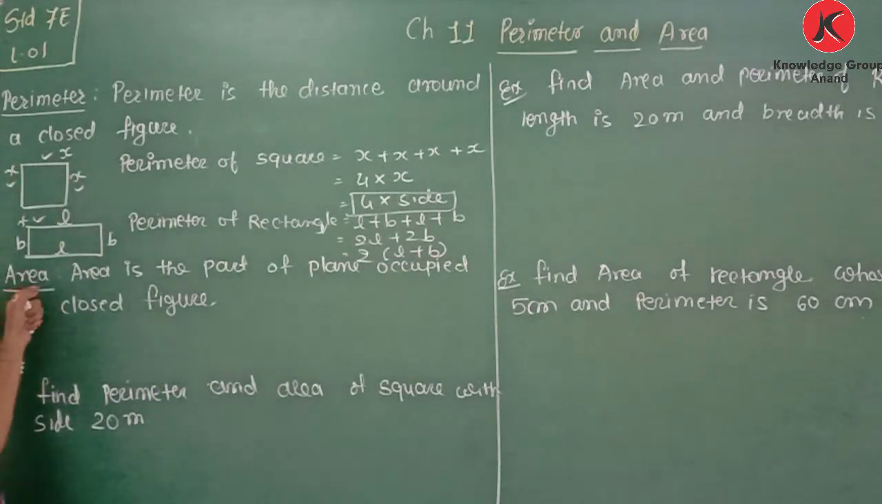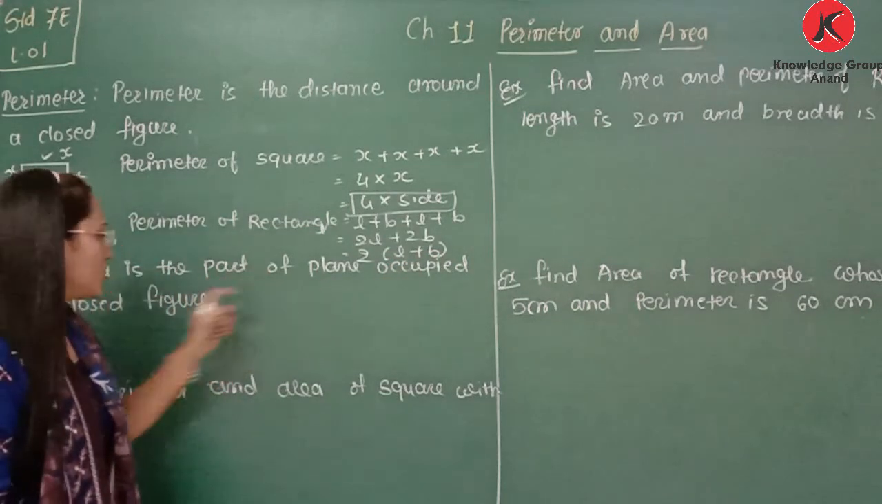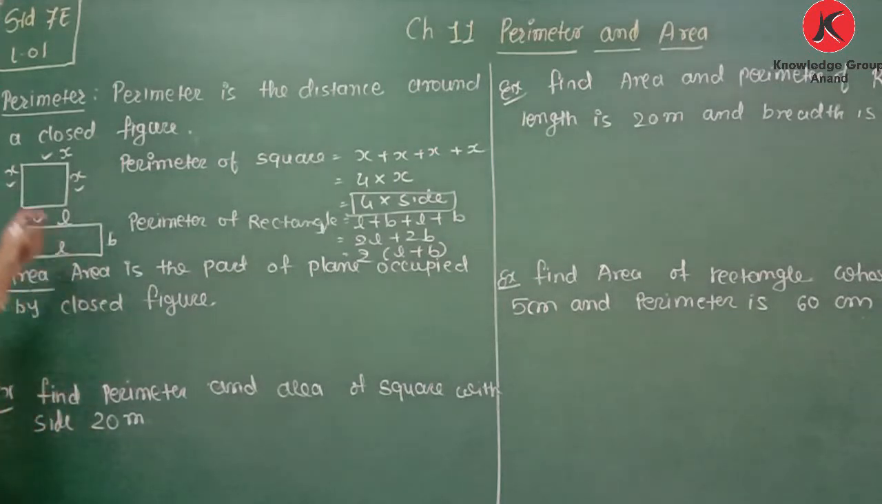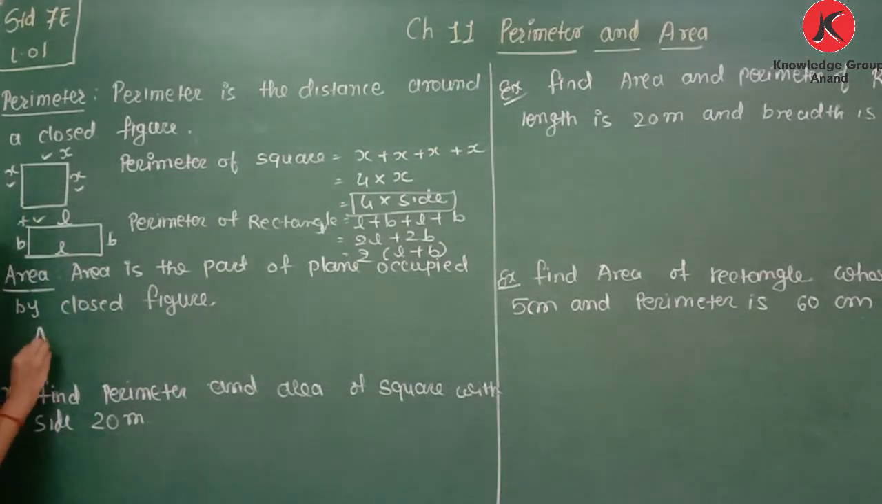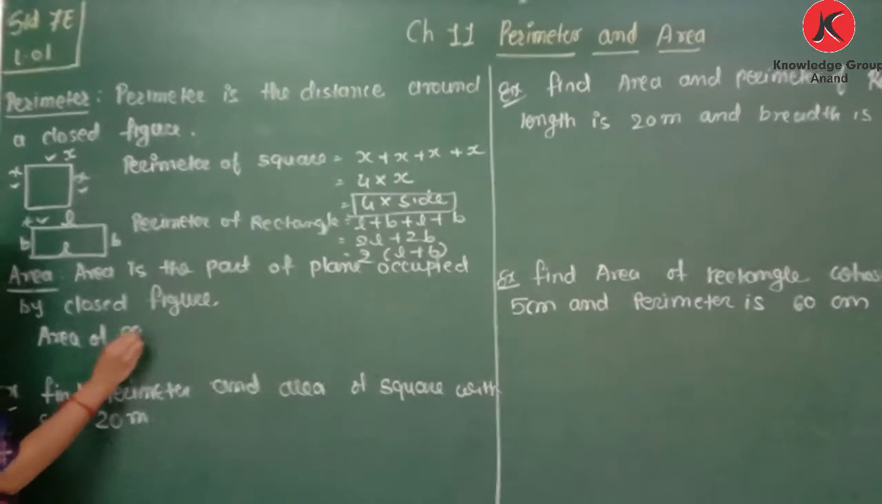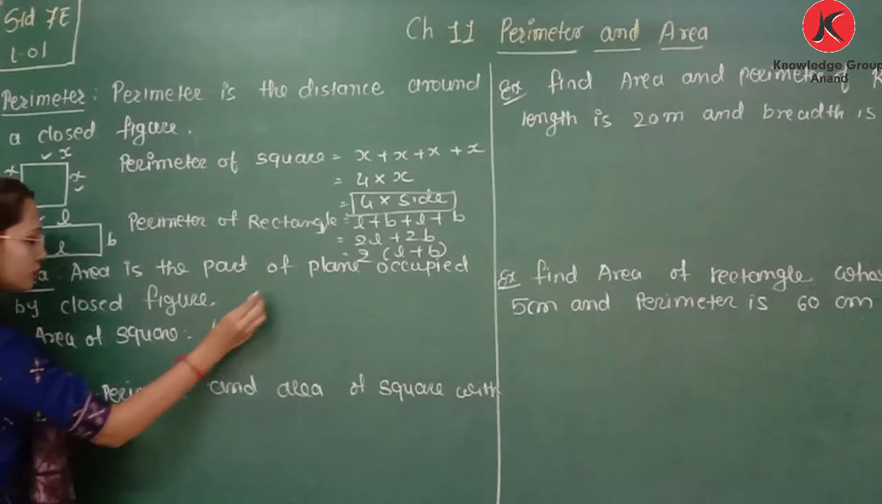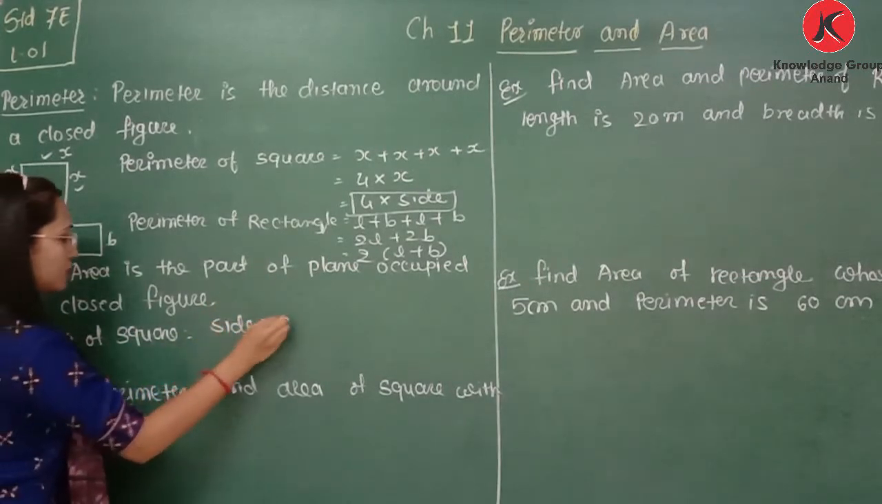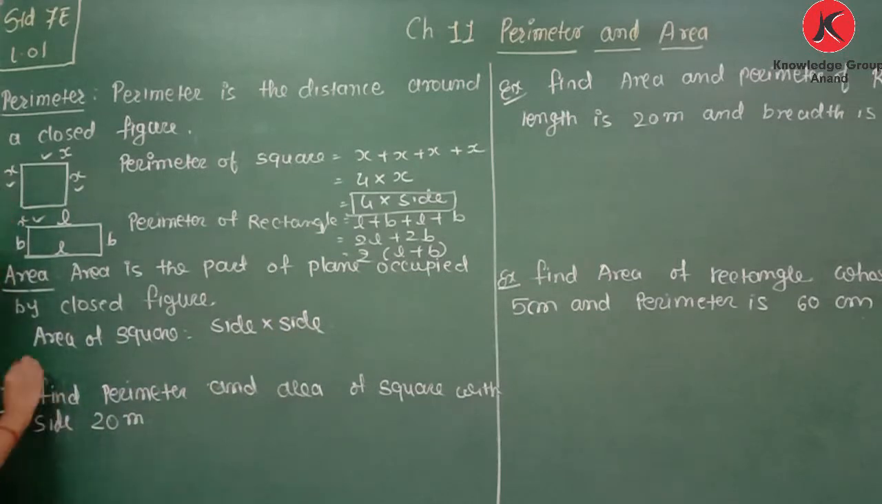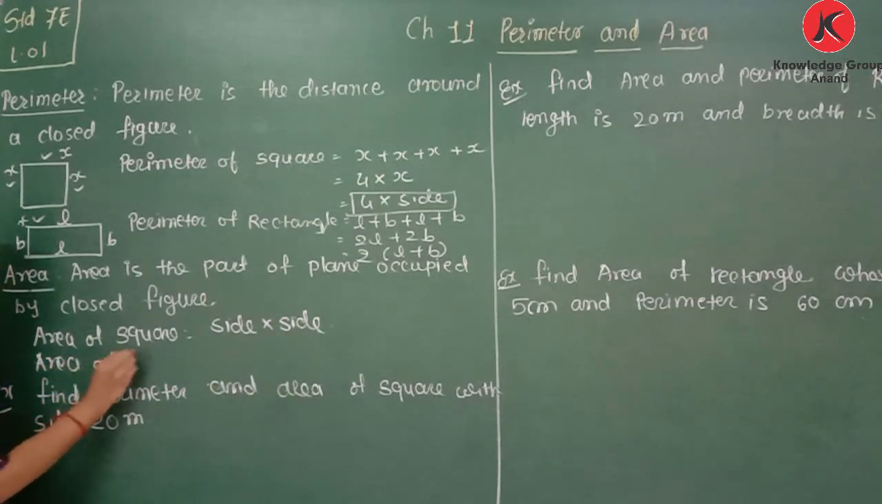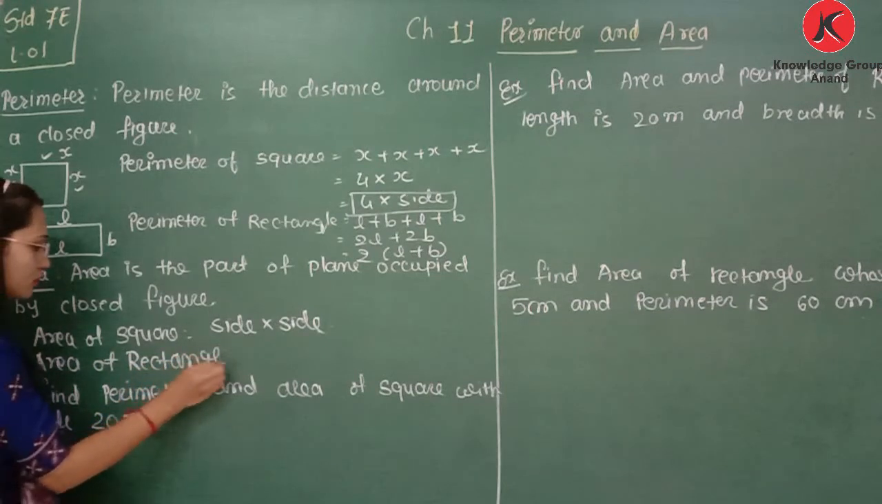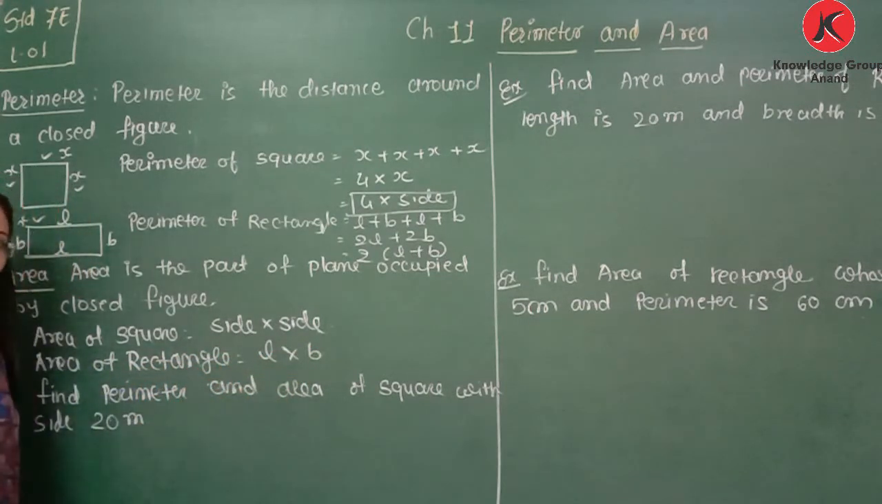Now next, area. Area is the part of the plane occupied by the closed figure. Again, if we consider the area of a square, then the equation is side multiplied by side. And what is the area of a rectangle? That is L into B. So you can consider length multiplied by breadth. Clear? So you need to remember two equations for area. Area of a square is side multiplied by side, area of a rectangle is length multiplied by breadth. Now let's revise some examples that we already solved in the previous standard.